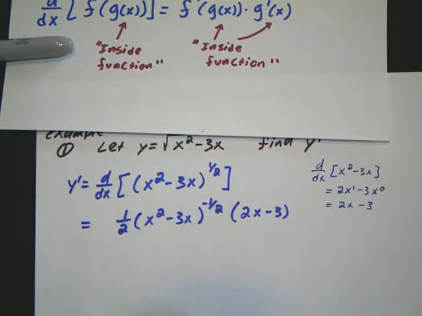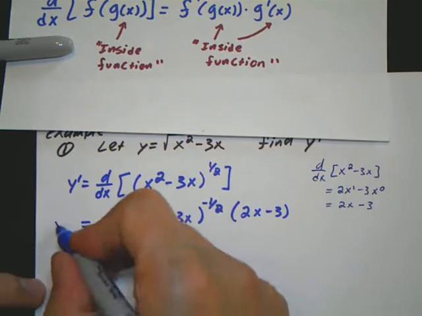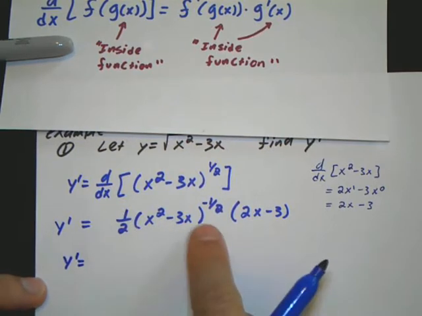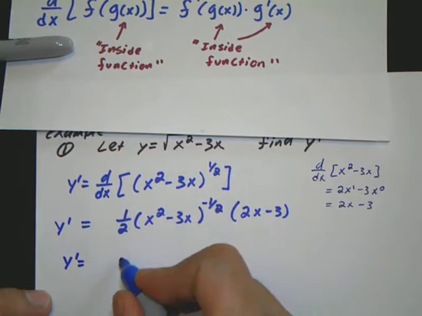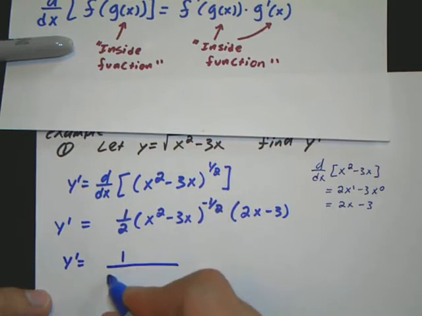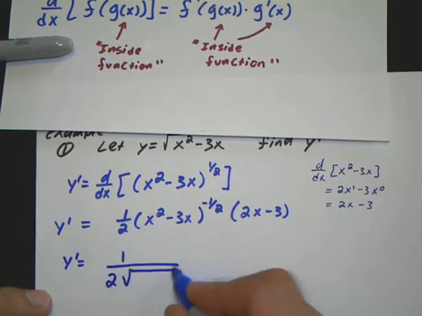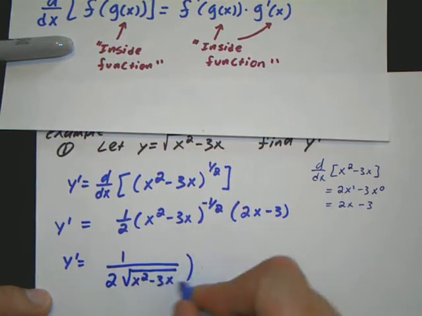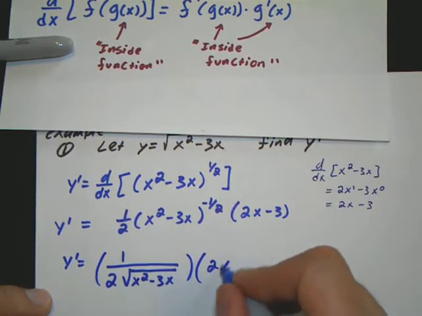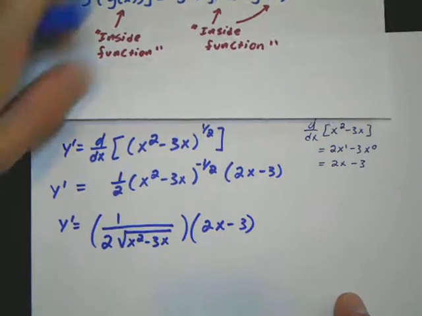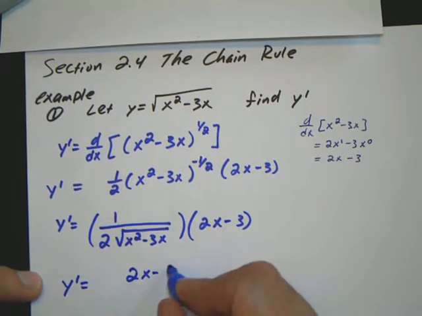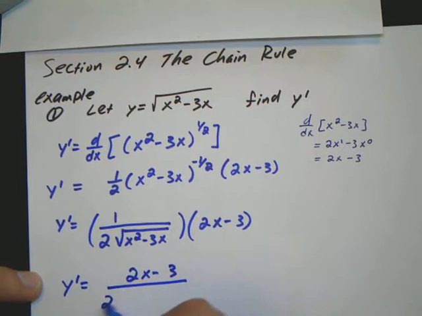Now simplifying this, I can say y prime is, all this is being raised to the negative 1/2. So that means it's going to go in the denominator. So it's going to be 1/2 radical, all this goes inside, x squared minus 3x. And all that's getting multiplied by 2x minus 3. Last thing I can do is just put this in the numerator. So my first derivative is going to equal 2x minus 3 all over 2 radical x squared minus 3x. And that's my derivative for the first example.